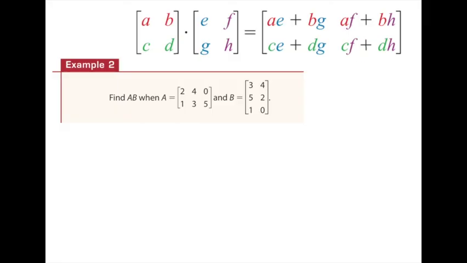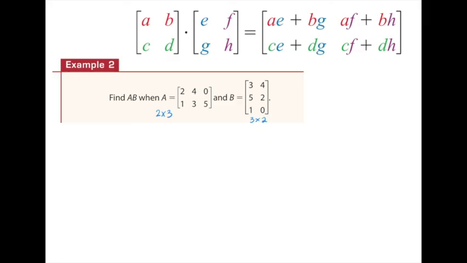So let's look at multiplying A times B. The first thing we're going to do is ask, can we multiply them? What are my dimensions? Well, this is 2 by 3. This is 3 by 2. So I can multiply them, right? My inside dimensions match. What are the dimensions of my answer? A 2 by 2.